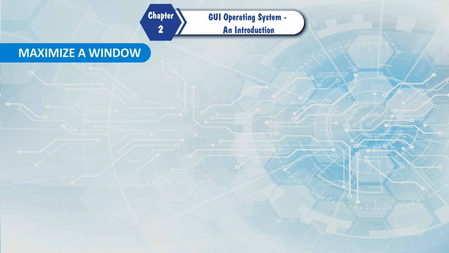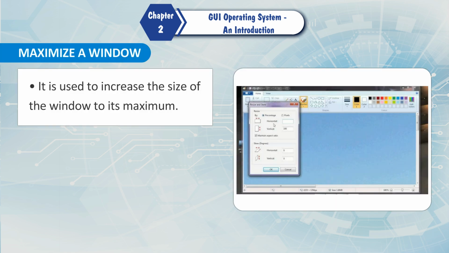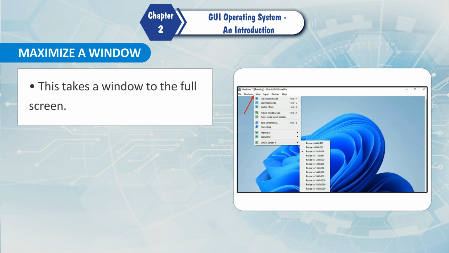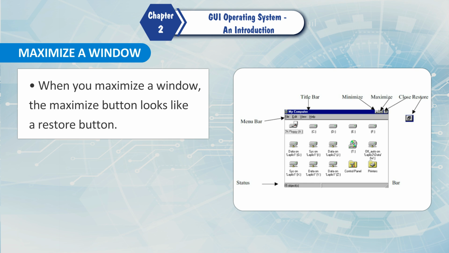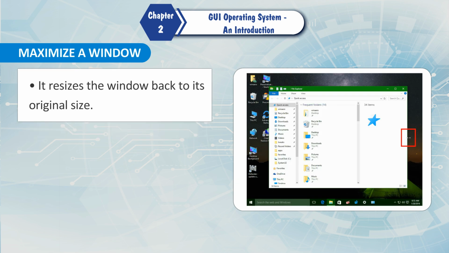Maximize a window. It is used to increase the size of the window to its maximum. This takes a window to the full screen. To maximize a window, click on the Maximize button. When you maximize a window, the Maximize button looks like a Restore button. It resizes the window back to its original size.